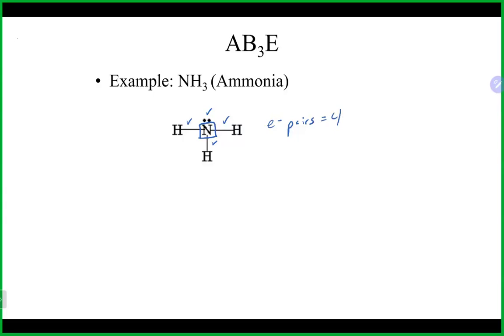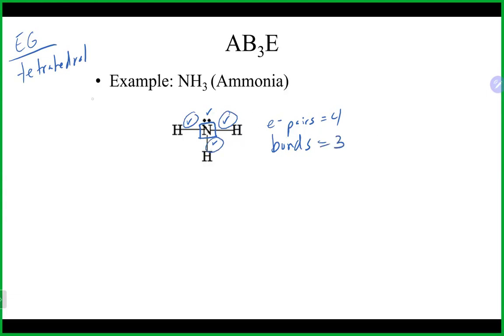We know from previously that something with 4 electron pairs, in terms of the electron pair geometry, is going to be our tetrahedral situation. In terms of our bonds, we have 1, 2, and 3 bonds.